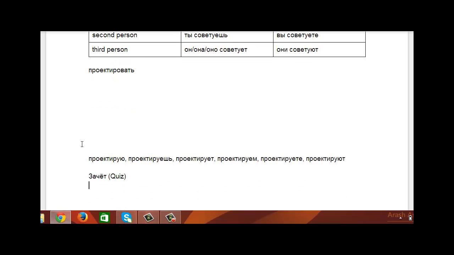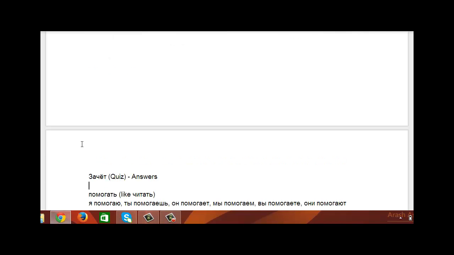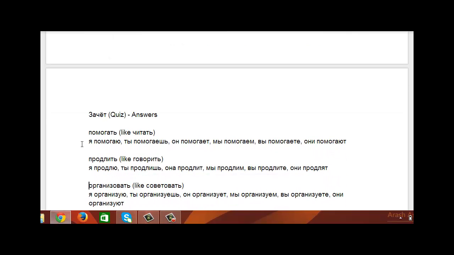Try this short quiz. И давайте посмотрим на ответы. With verb помогать, which is like читать, to help. Я помогаю. Ты помогаешь. Он помогает. Мы помогаем. Вы помогаете. Они помогают.